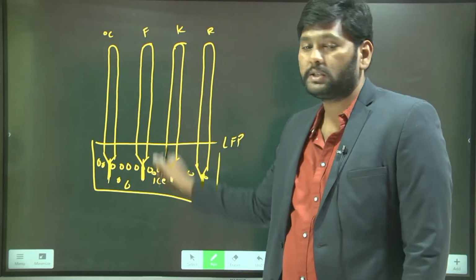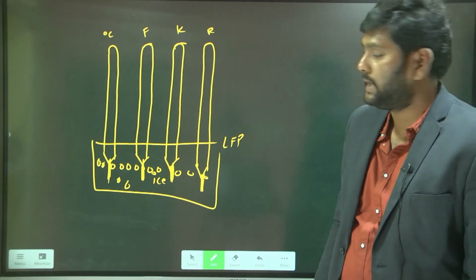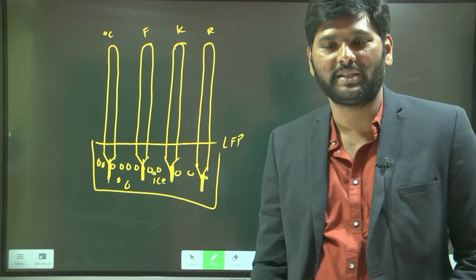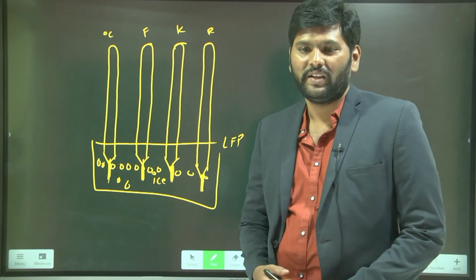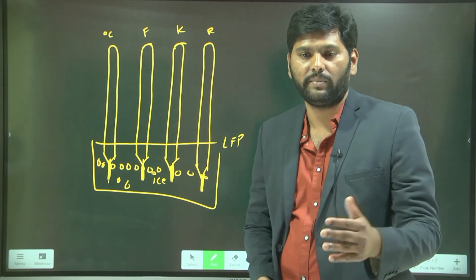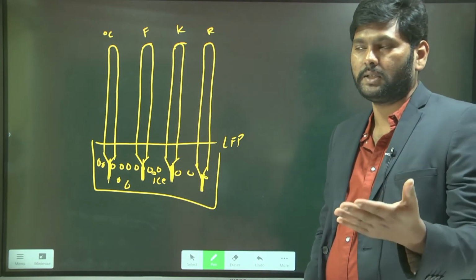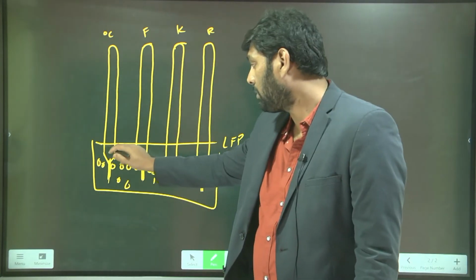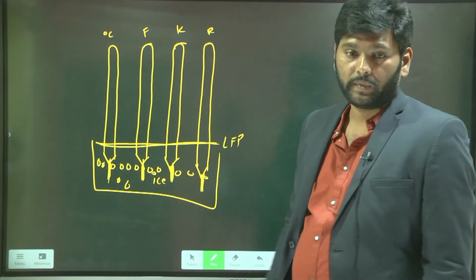Why is this line called the lower fixed point? Because all the thermometers are present in ice. The temperature at which ice is present is called the lower fixed point. So the lower fixed point for all the thermometers would be this.